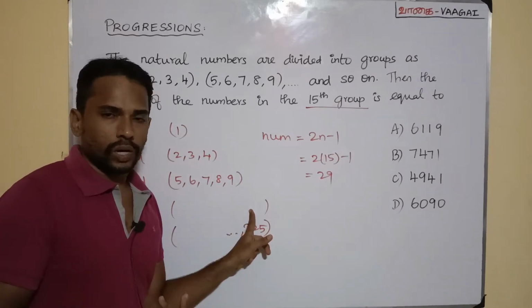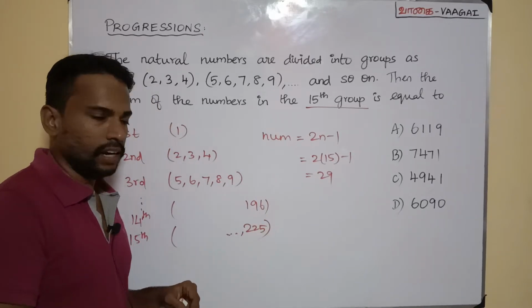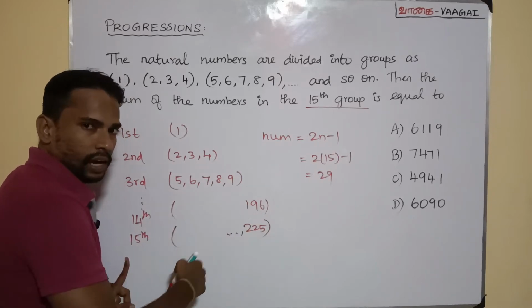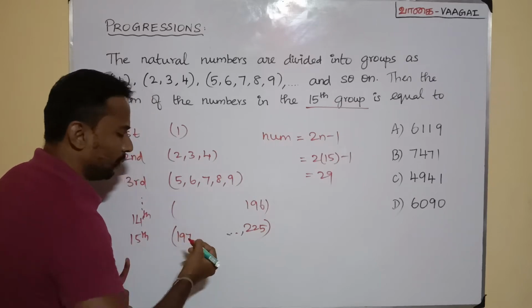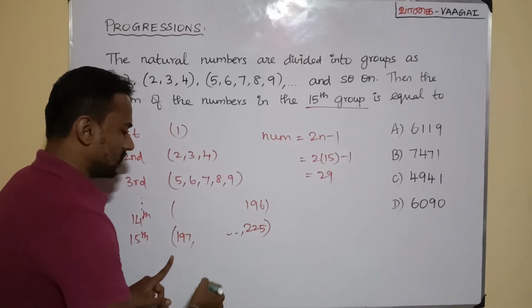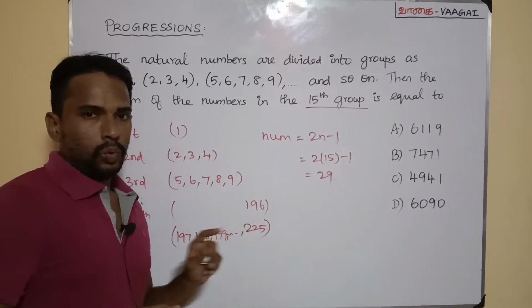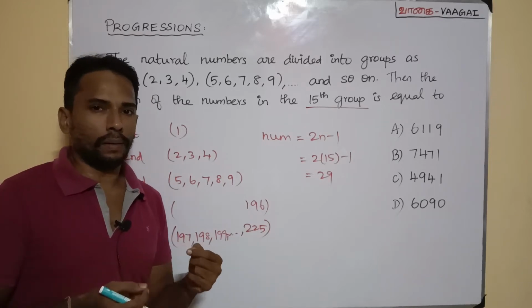That will be, obviously, 14 square. 14 square is going to be 196, which means we can clearly understand that my next group, the 15th, will be starting with the next number. What's the next number after 196? It's going to be 197, which means I will be having the numbers 197, 198, 199 all the way up to 225. So now we need to find the sum of these 29 numbers only.